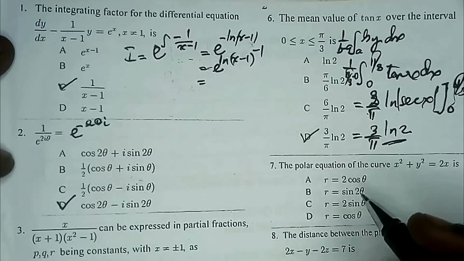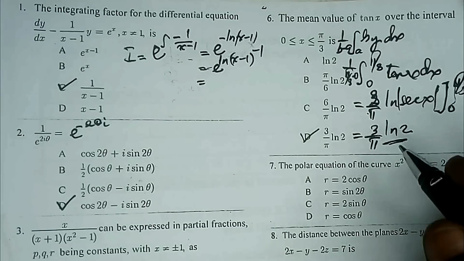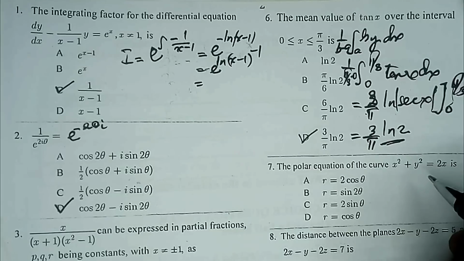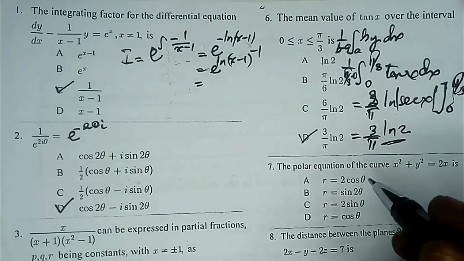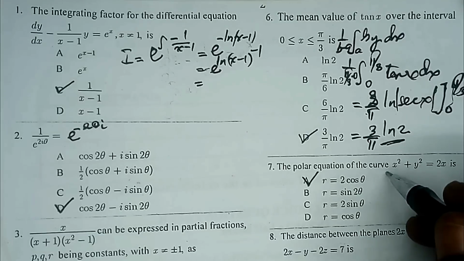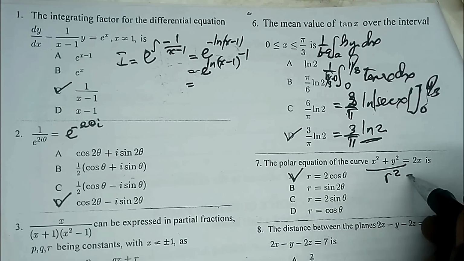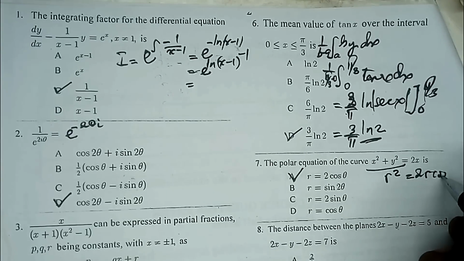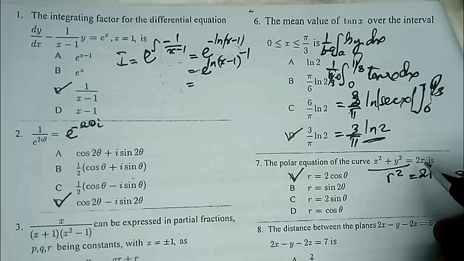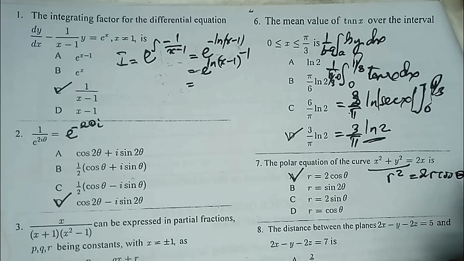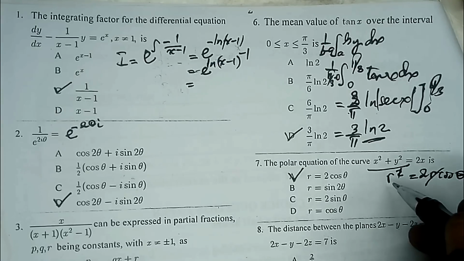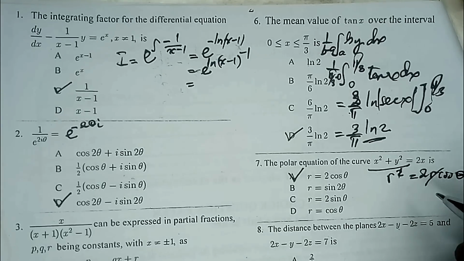For number 7, we're required to find the polar equation of the curve x squared plus y squared equals 2x. The answer is E. Directly you can see that this will be r squared equals 2r cos theta. x squared plus y squared is always r squared in the polar system, and x is r cos theta in that system. So the r's would cancel the square there, and r would be equal to 2 cos theta.